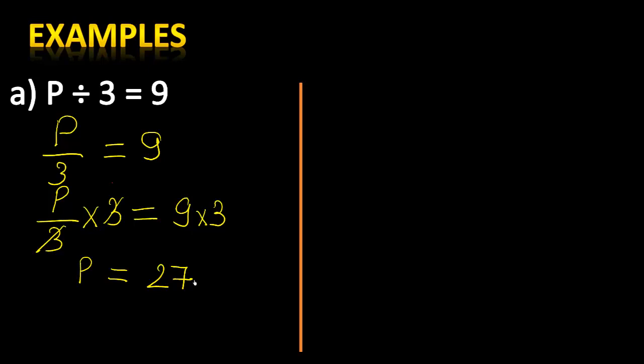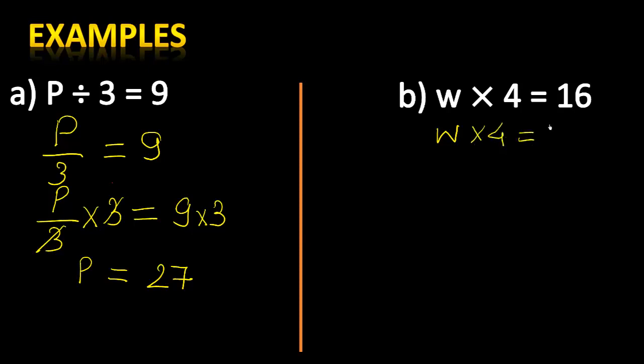Let's see what our next example is. w times 4 is equal to 16. Let's divide it. So it's going to be w times 4 by 4. Let's divide the other side also. Now this would cancel out, which leaves w. And if you remember the 4's table, 16 comes at 4. So that means 4 times 4 is equal to 16. So that would be cancelled out, and 4. w is equal to 4.